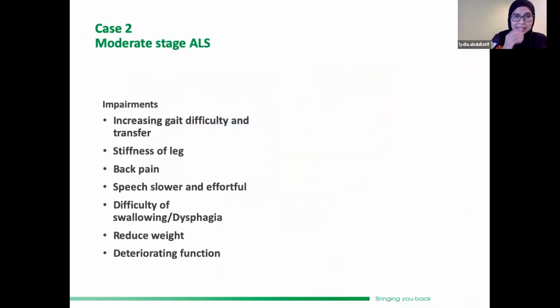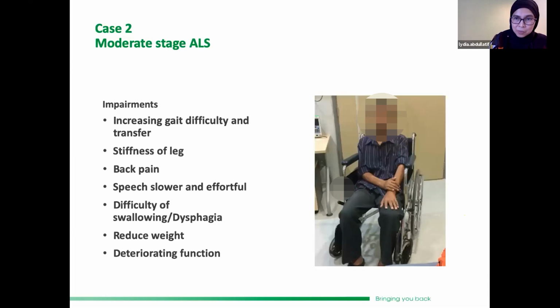Okay, so this is our second case, moderate stage. That means either stage 3 towards stage 4, whereby the patient is already complaining of difficulty in walking and transferring, already having a lot of pain and discomfort because of the stiffness, as well as back pain. Speech was becoming more difficult, already having swallowing issues, nutritionally not sufficient, and overall deterioration in function. So this is the later-stage patient.